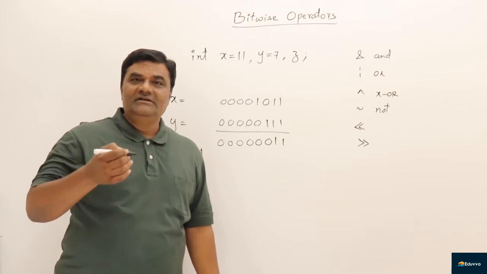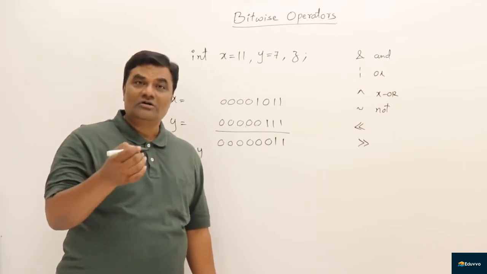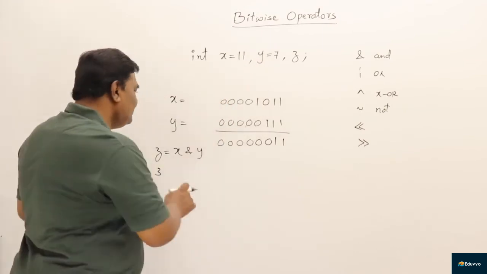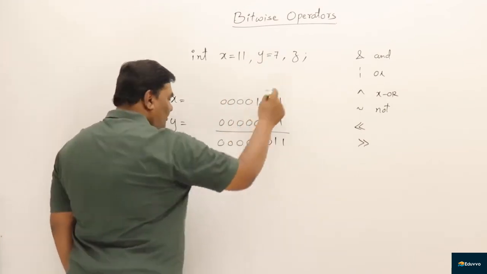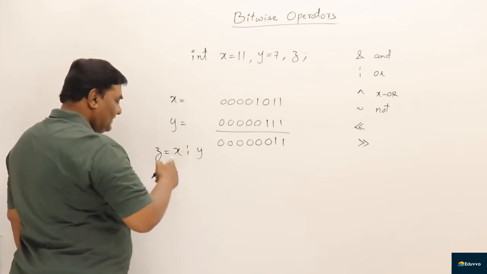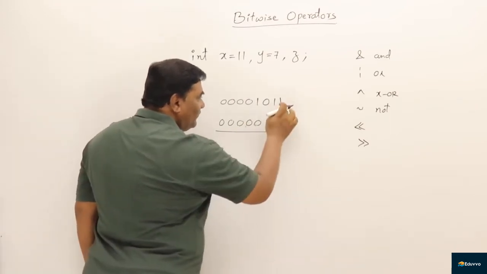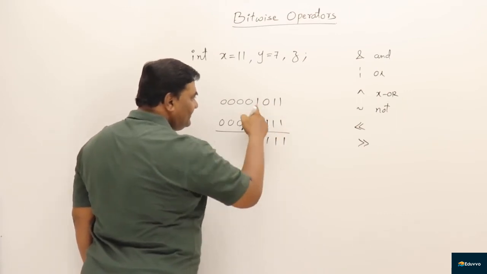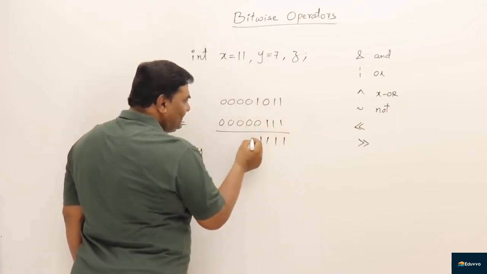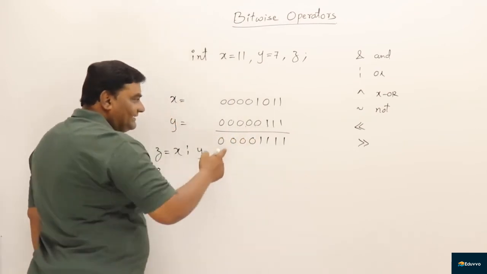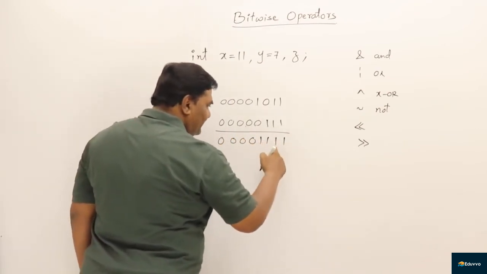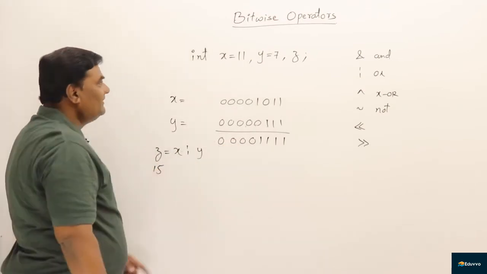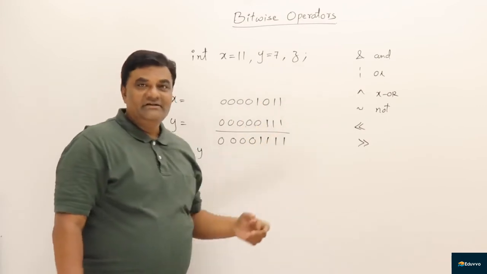Let us see what will be the result of OR operation. So I will take x as 11 only and y as 7. Then instead of AND, I will use OR operation. Then result will be 1 or 1 is 1, 1 or 1 is 1, 0 or 1 is also 1, 1 or 0 is also 1, and all these are zeros only. Then in the binary form, it is 1111. So in decimal, it is 15. 11 or 7 is 15.